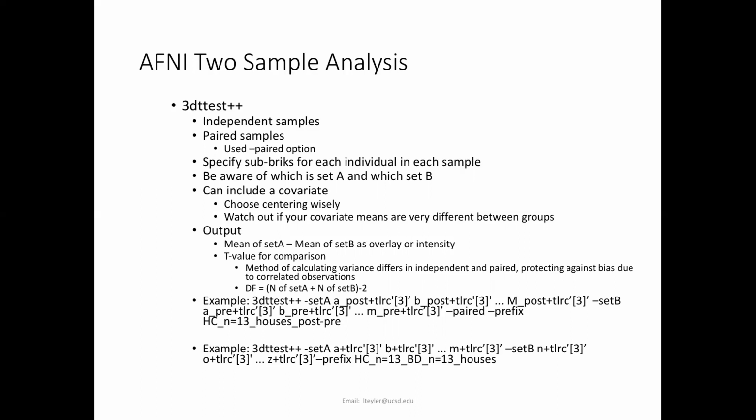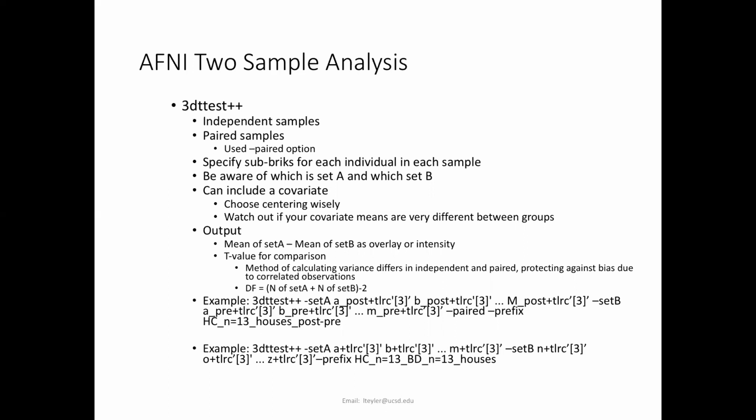And you have to, again, specify the subbricks that you want to use. It might be two different subbricks of the same person, but generally it's two different things. Be aware of which is set A and which is set B. So you have to just say set A is the sample and set B is the sample. And the reason why it's important to be aware of it is that the default is that it's going to show you the mean of set A minus the mean of set B as your overlay. So the color scheme is going to be A minus B.